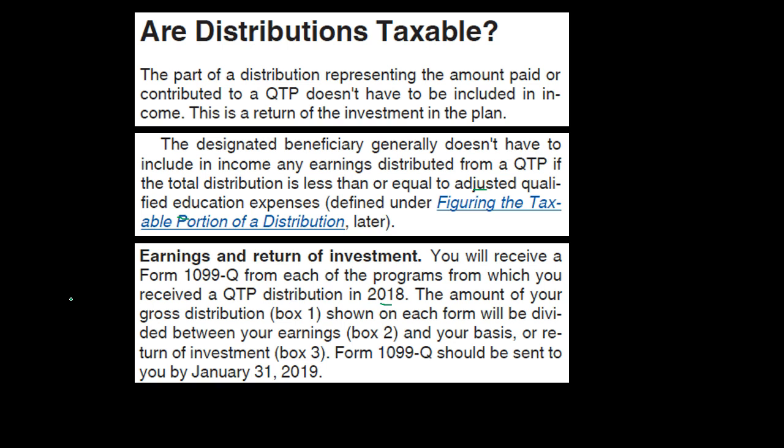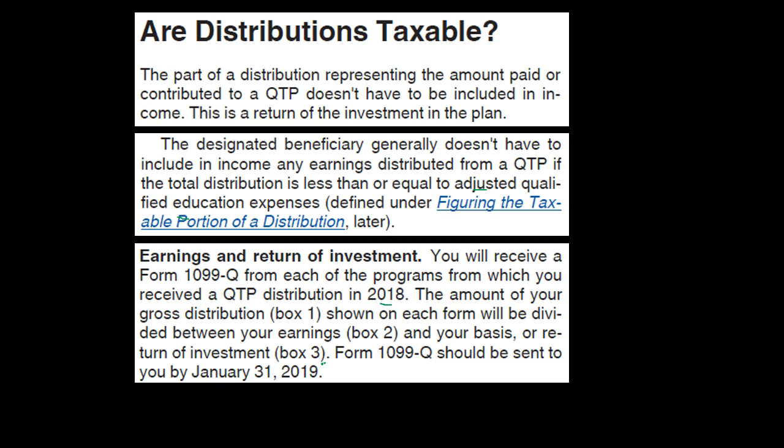The amount of your gross distribution, box 1, shown on each form will be divided between your earnings, box 2, and your basis or return of investment, box 3. So they're going to give us the total distribution and then obviously the breakout of the basis and the amount of the return on the investment with the form that we should be getting for our taxes, of course, the 1099-Q.